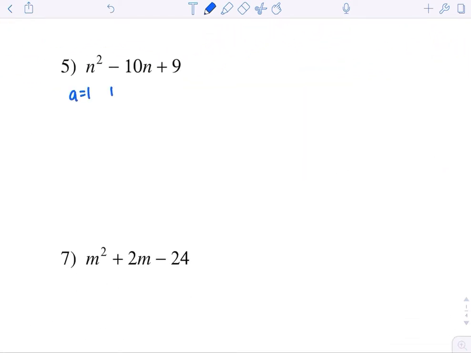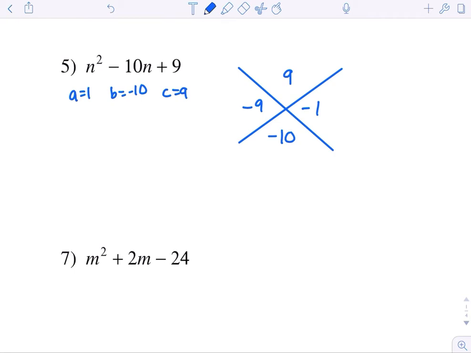A is equal to 1, b is equal to negative 10, and c is equal to 9. On the top, you're going to get a times c, so that's going to be 9, and on the bottom, it's just b, which is negative 10. Two things that multiply to 9, but when added give you negative 10. Negative 9 and negative 1. And since a is equal to 1, our factors are just n minus 9 times n minus 1.